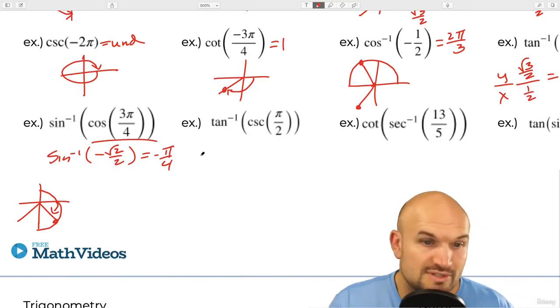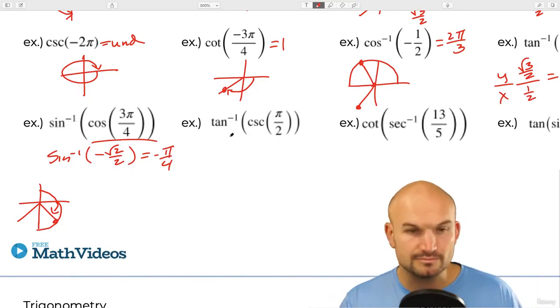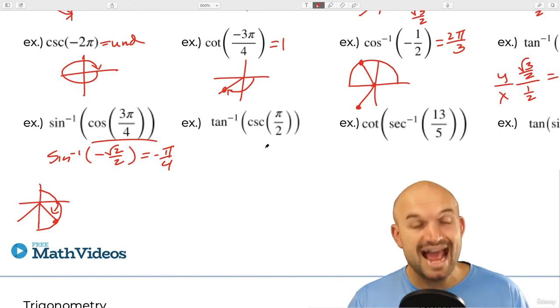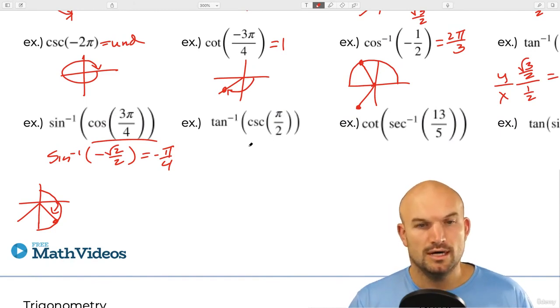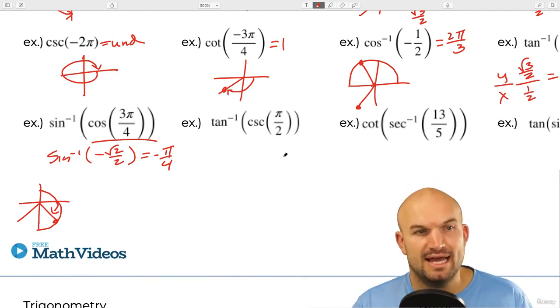Now let's go and do tangent and cosecant. So cosecant of pi halves.